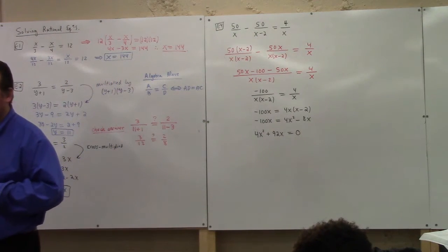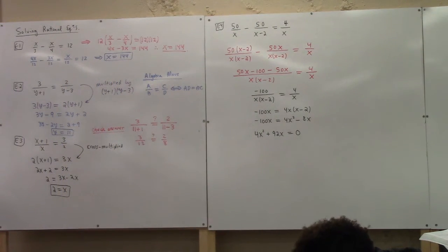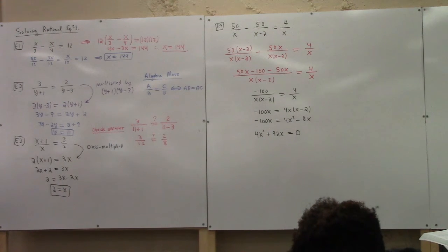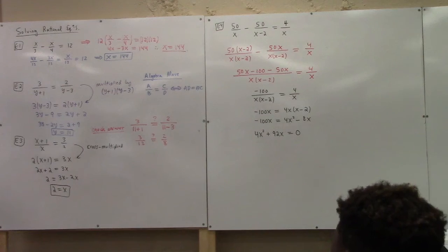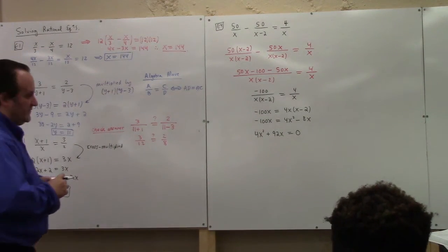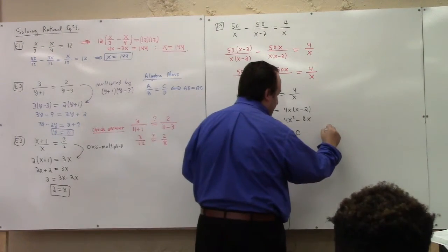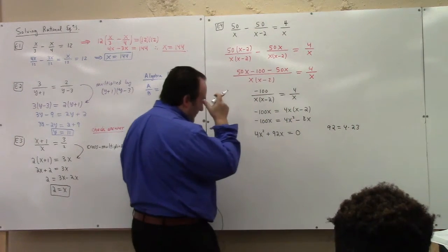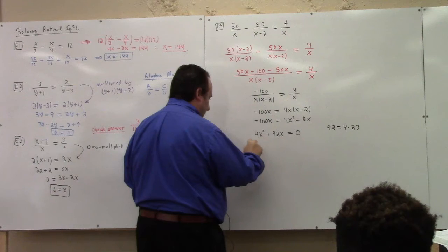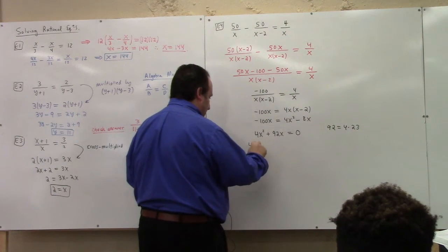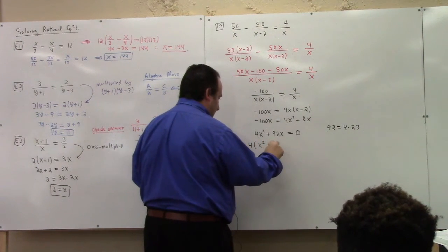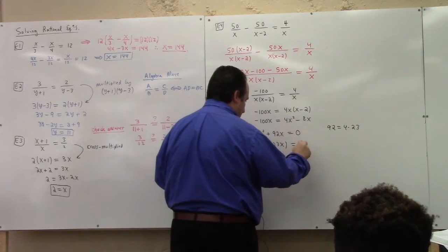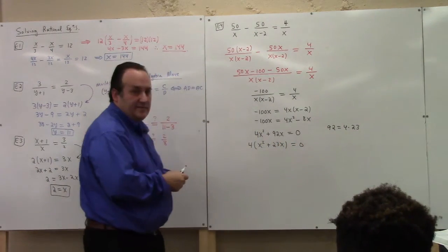Does 4 divide 92? Well, 4 times 25 is 100, right? So 4 times 23 is 92. So I can factor a 4 out, right? I've got 4 times x squared plus 23x, yeah? Which then we can factor, right?